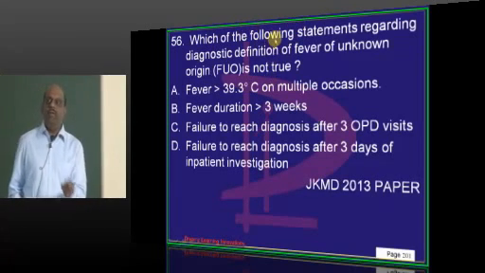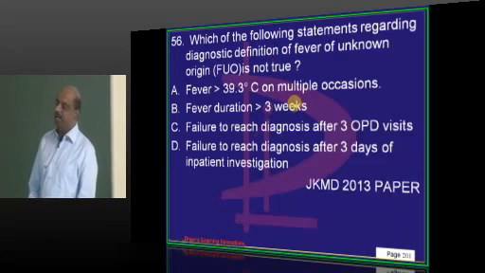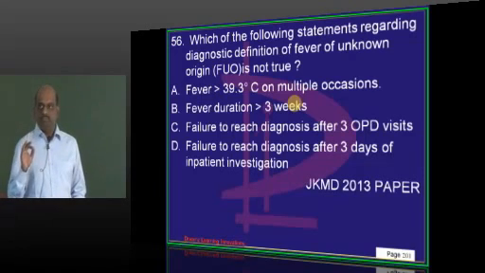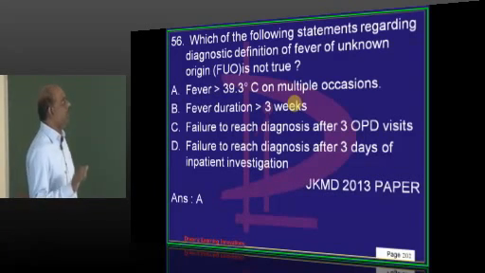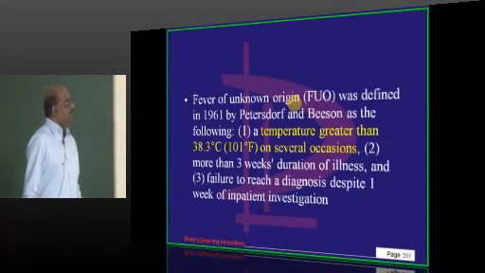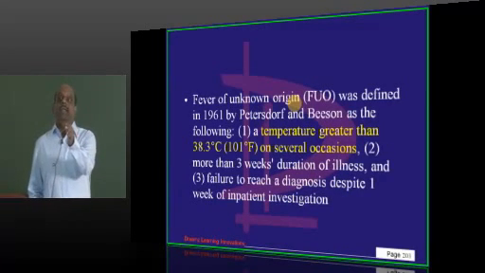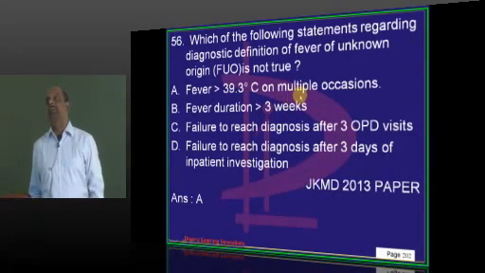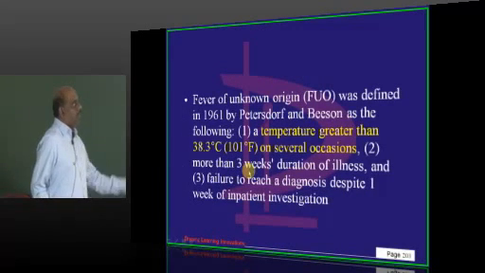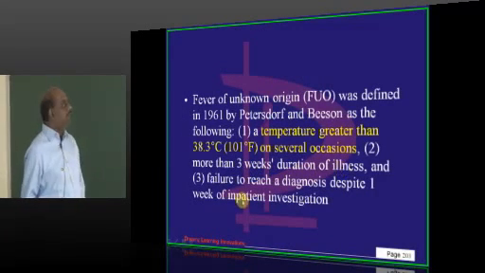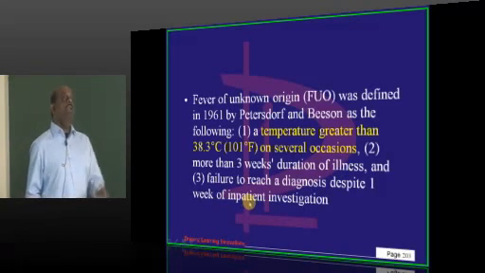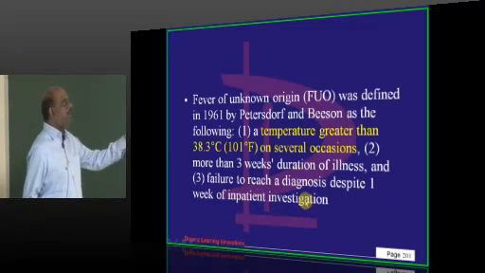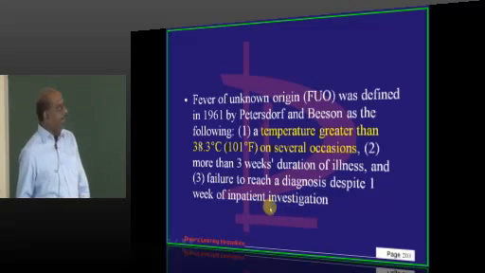Now doctor, fever of unknown origin, one of the favorite questions of the examiner. How do you want to define fever of unknown origin? Temperature more than 38.3 but not 39.3 is what you have to fundamentally remember. More than 3 weeks duration of illness. Older definition used to say inability to reach a diagnosis in spite of 1 week of inpatient investigation.